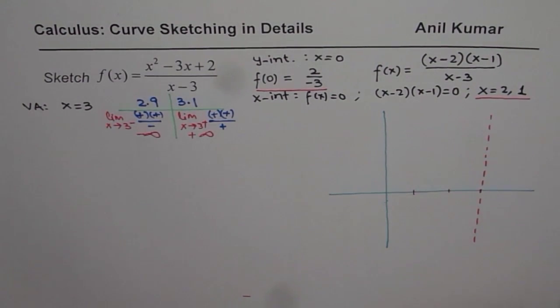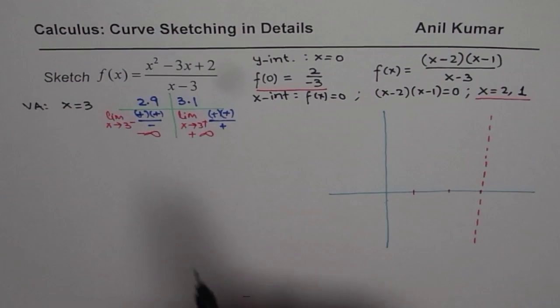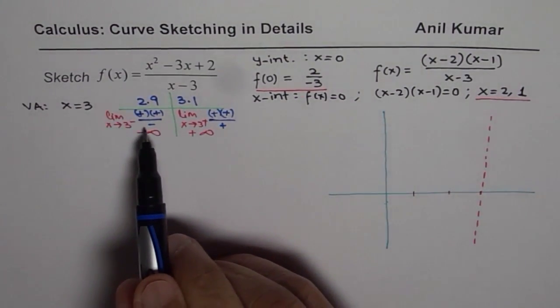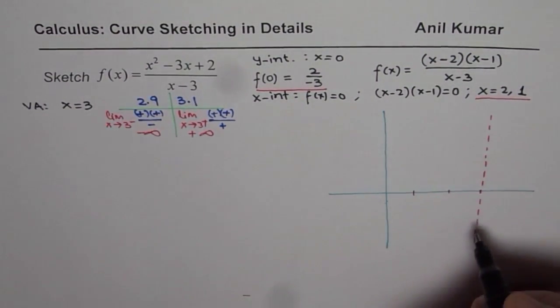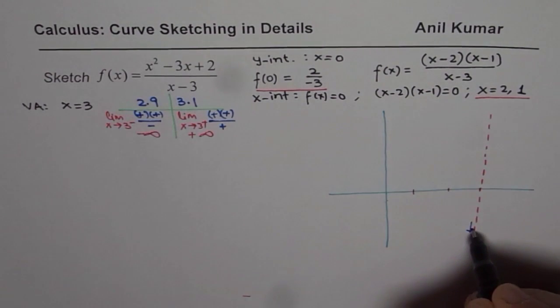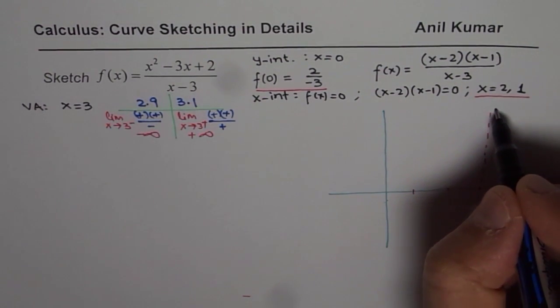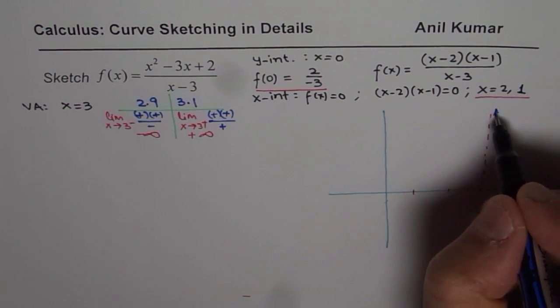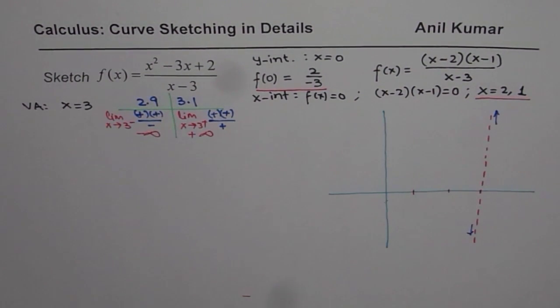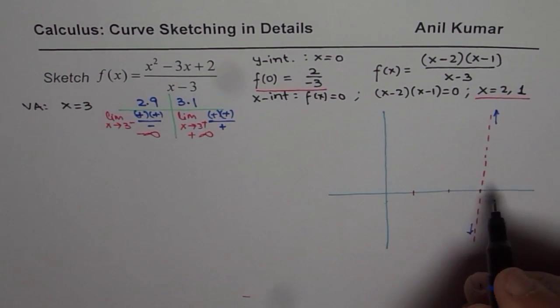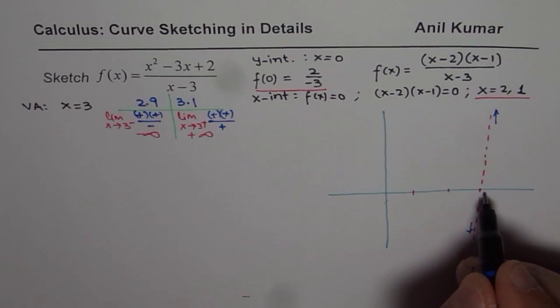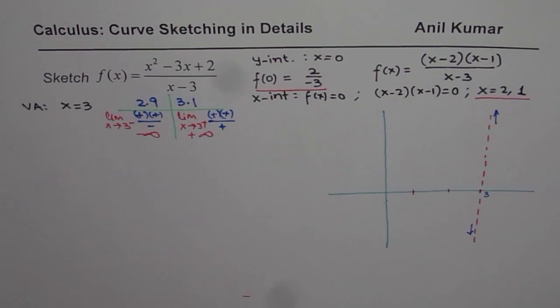So that is the vertical asymptote. And what we found was that when you are approaching 3 from the left side, the function is going towards negative infinity. But when you are approaching 3 from the right side, the graph of the function goes towards positive infinity, right? So that is the behavior of the graph near the asymptote, especially the vertical asymptote in this particular case, which is at 3, correct?